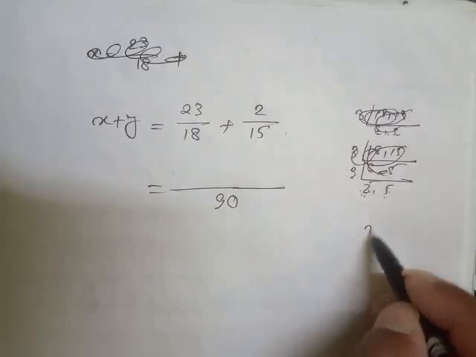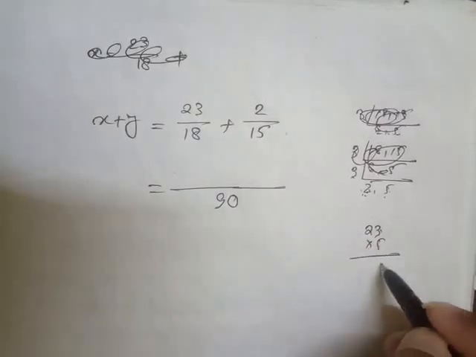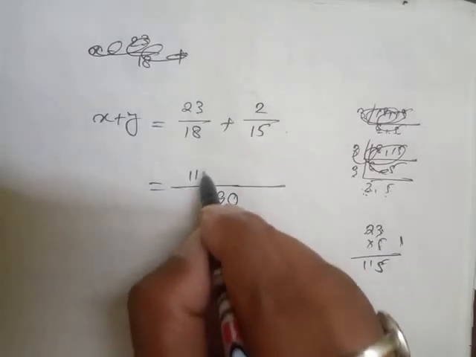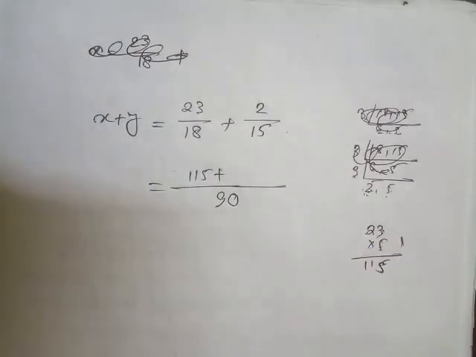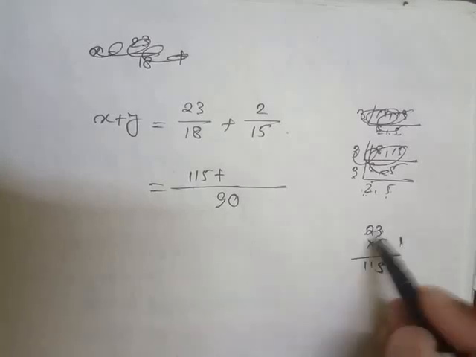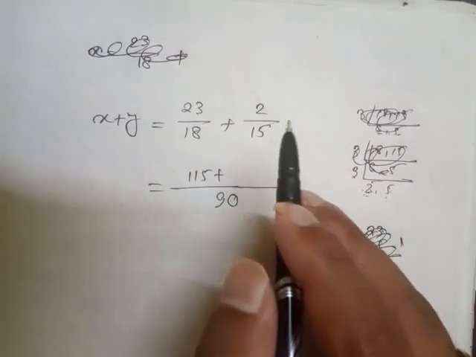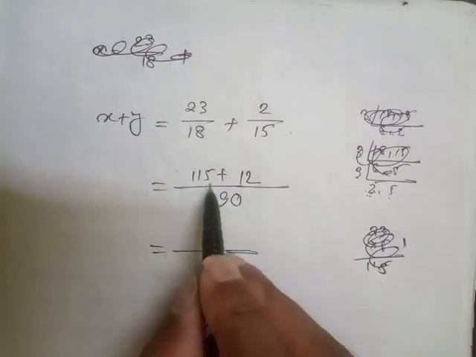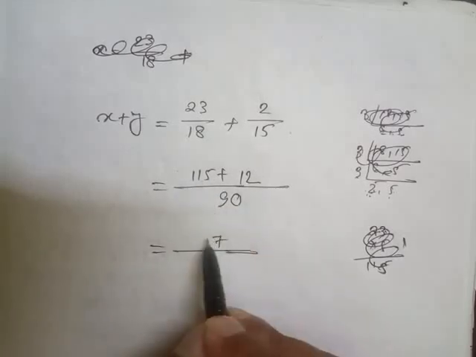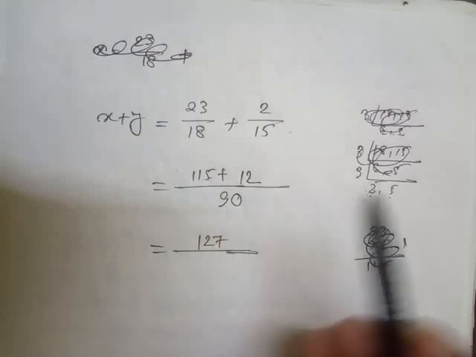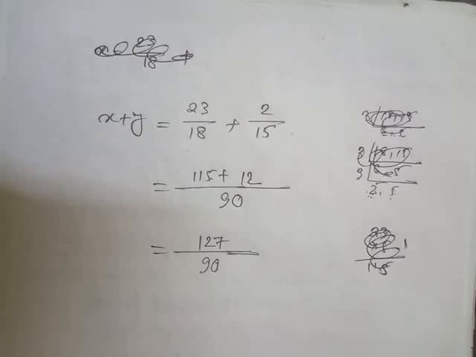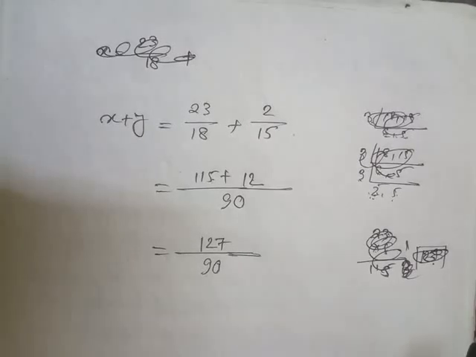If it is 5, then 23 times 5: 3 times 5 is 15, carry 1, 2 times 5 is 10 plus 1 is 11, so 115. Now 90 divided by 15, the answer is 6. 6 times 2 is 12. Now go for the addition here. 115 plus 12 is 127, so 127 by 90. This is the answer of the last question. I hope you understand, student.